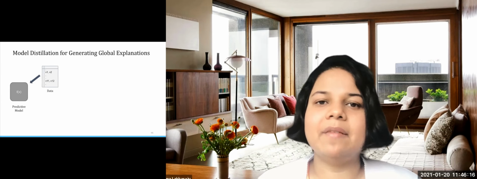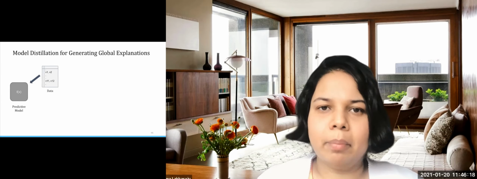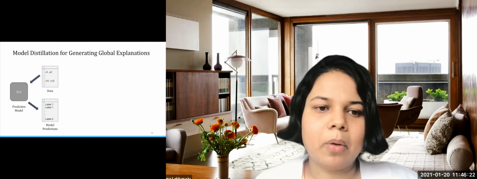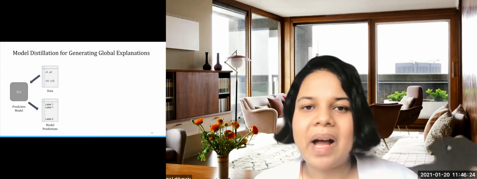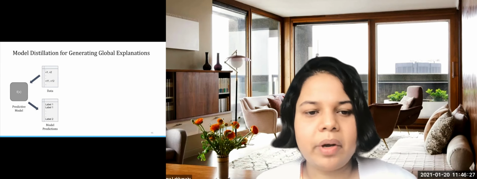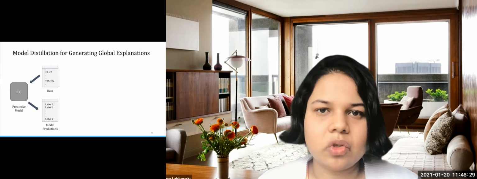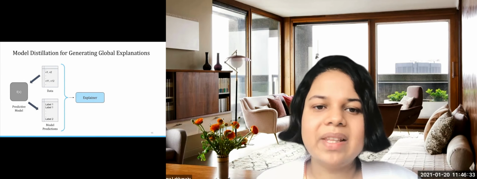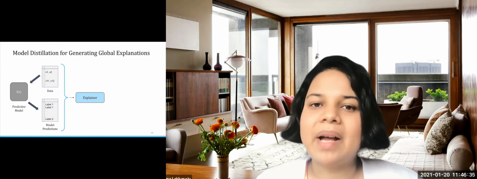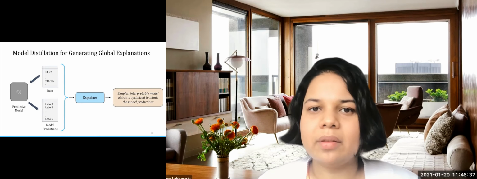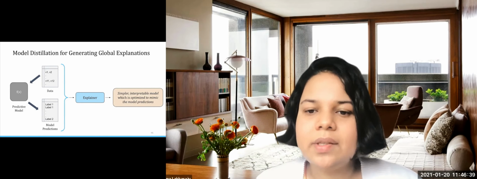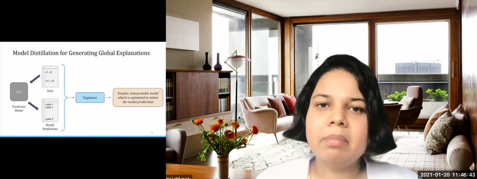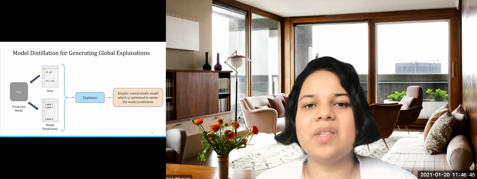Now, let's assume we have some input data where we have a bunch of features and values corresponding to several data points, and we can pass this kind of input data through the predictive model and get the model predictions. Now, model distillation typically involves taking all these pieces as input and passing them through an explanation algorithm, or explainer, which in turn outputs a simpler interpretable model which is optimized to mimic the predictions of this black box.